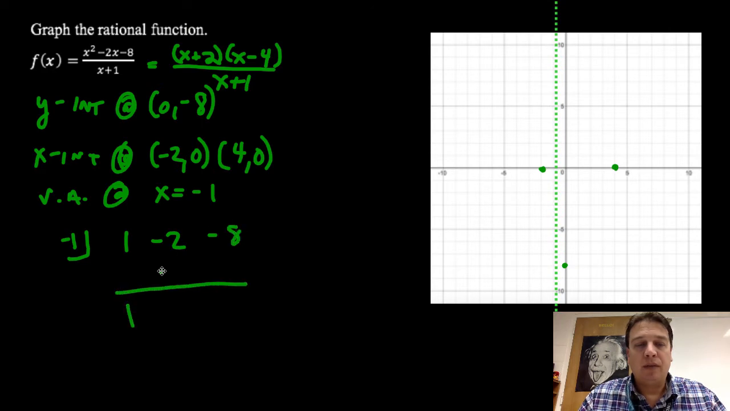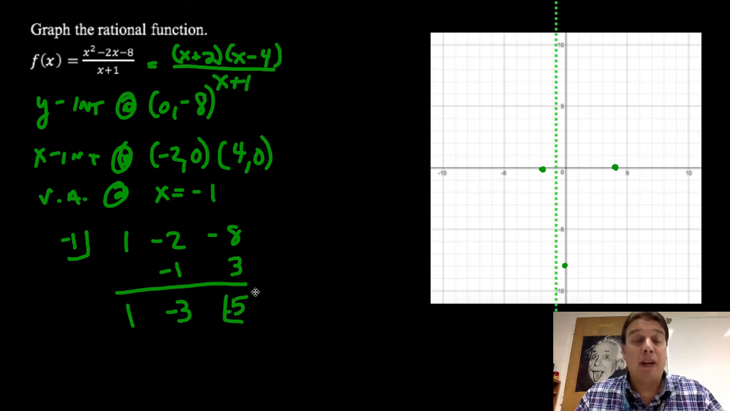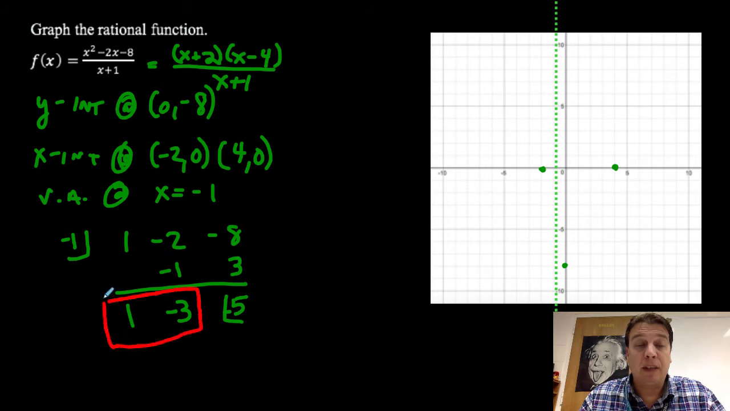Drop down the 1, and that becomes -1. That becomes -3. Multiply these two, that becomes 3. I have a remainder of -5, but I don't really care about the remainder. What I care about is the part that's left over, because this is going to give me my slant asymptote. So we'll just call that SA for now. And then my slant asymptote is y equals x minus 3.